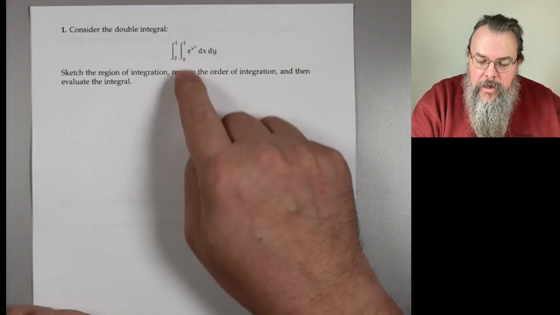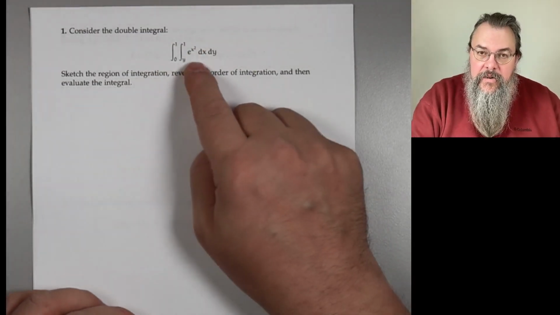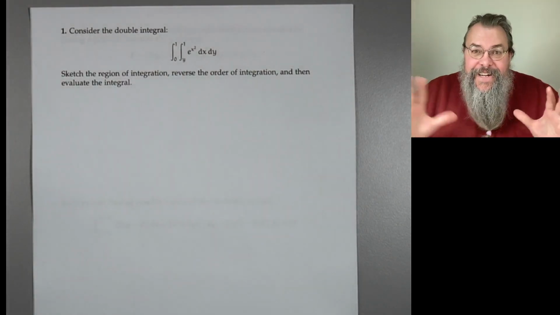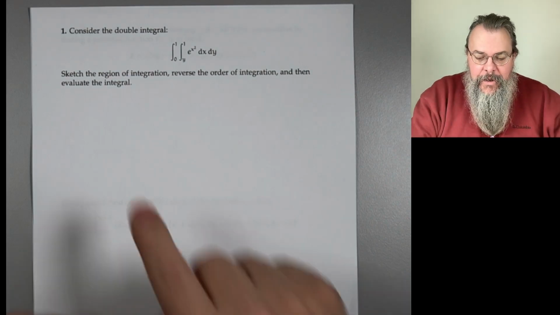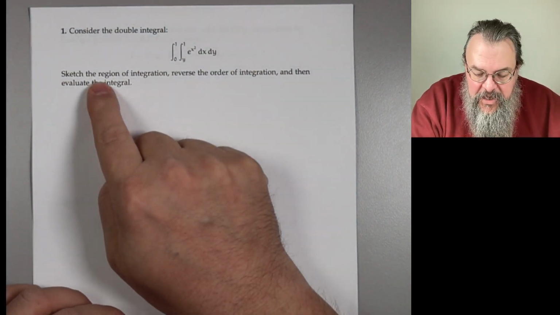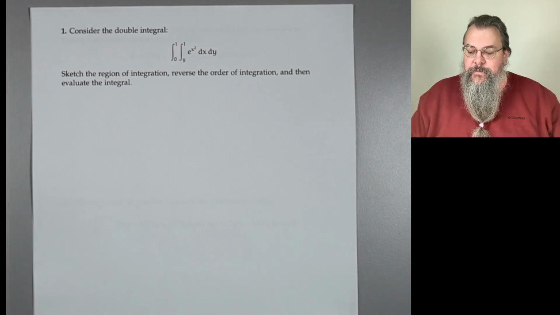0 to 1, y to 1, e to the x squared dx dy. Now you look at e to the x squared dx and you don't want to integrate that. That's terrible. But we're probably not going to quite do that. What are we going to do? Sketch the region of integration, reverse the order of integration, and then evaluate the integral.